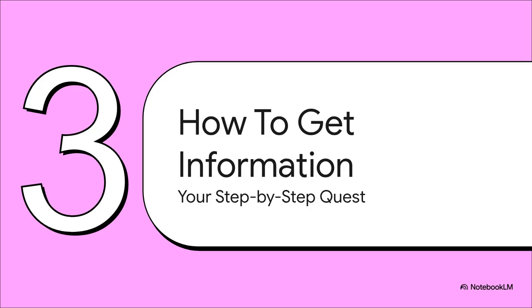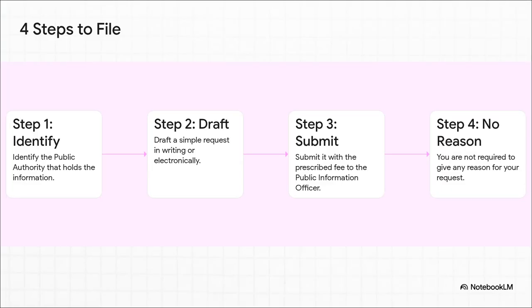Okay, so you know the what and the why. Let's finally get to the how. How do you actually go about filing a request? The process is designed to be pretty straightforward. First, you just have to figure out which department has the information you're looking for. Second, write a clear application. You don't need any fancy legal jargon. Third, you submit it to the designated public information officer, or PIO. And this last point, this is the game changer. You never have to explain why you want the information. Your reason is your own business, period.